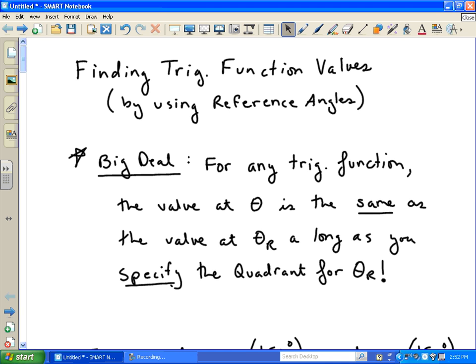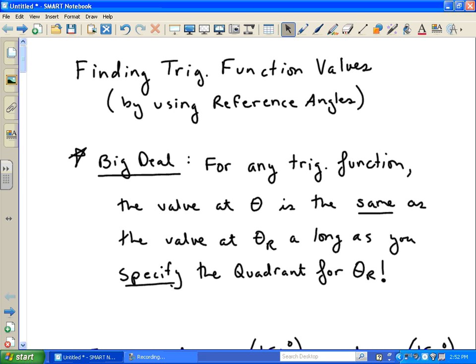The next thing we will do is find trig function values by using reference angles. In the lessons prior to this one, we have talked about finding trig function values, but we've always assumed that our theta value is acute. In this lesson, theta is not necessarily acute.